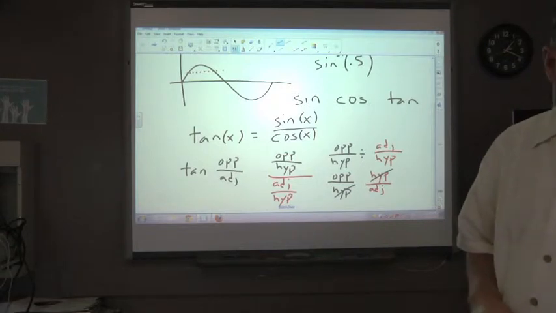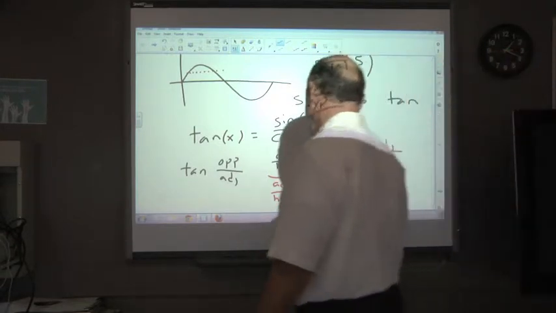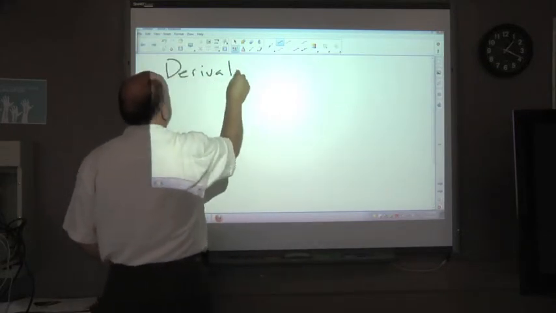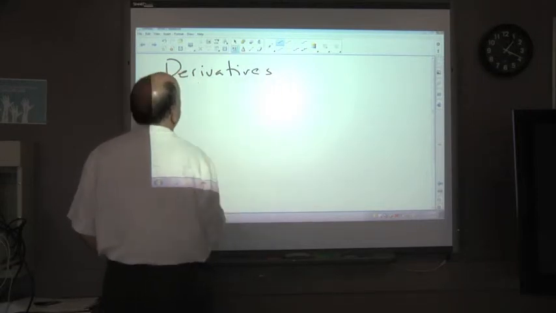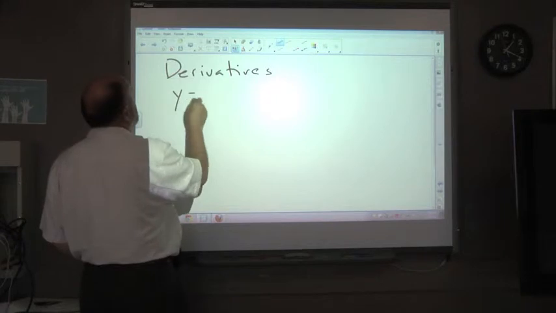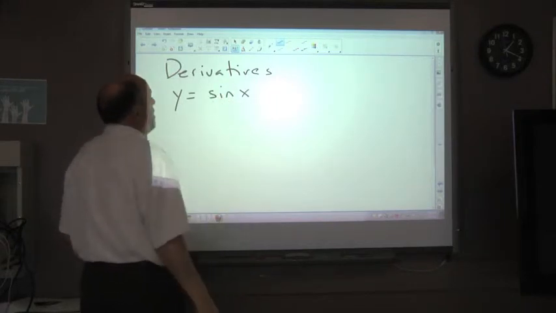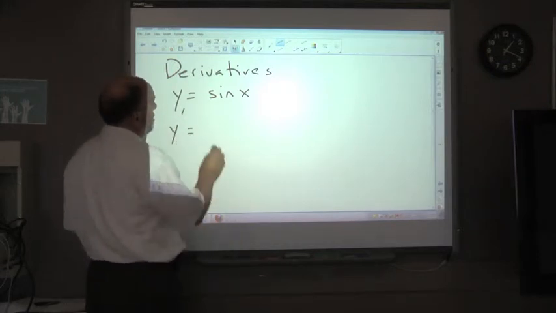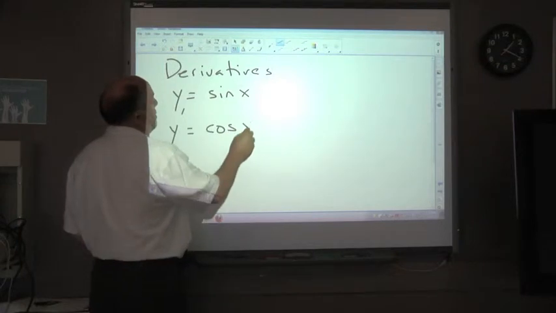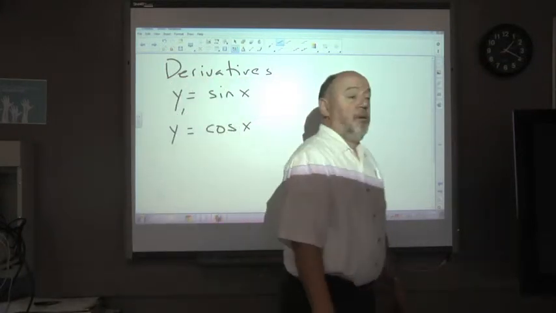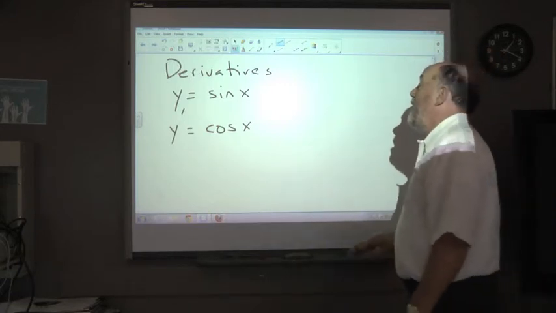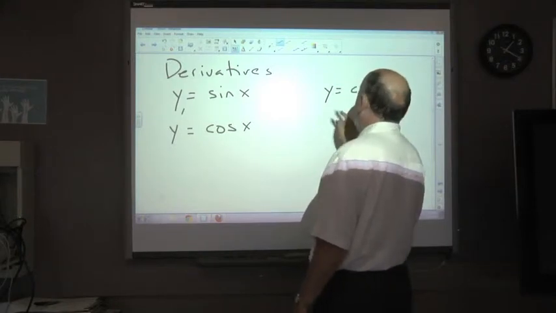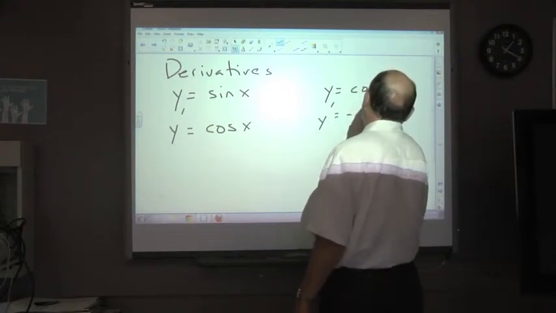So the first trig function, the basic trig function, is sine. So if we have y equals sine x, and I want the derivative of sine, the derivative of sine is cosine. So the derivative of sine is cosine, and then in terms of cosine, my derivative of cosine is given to be negative sine.